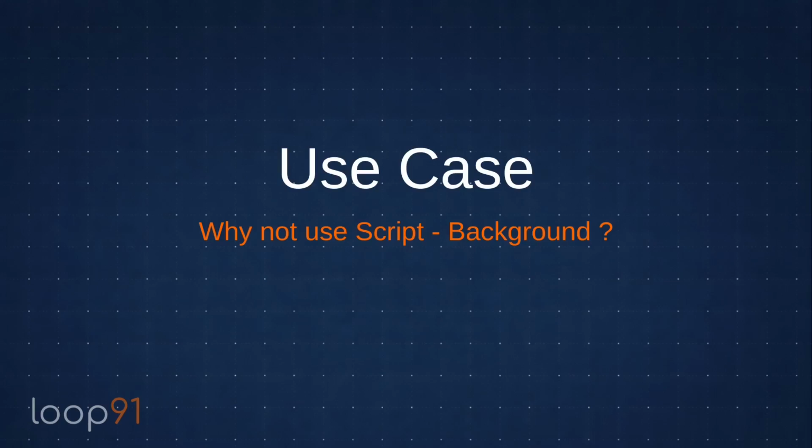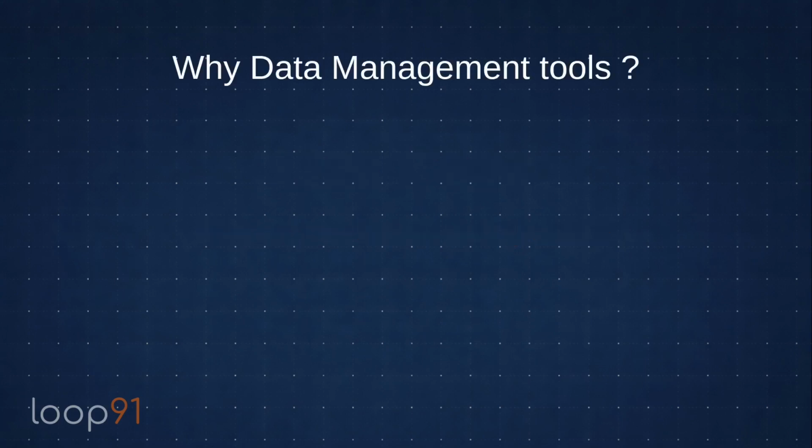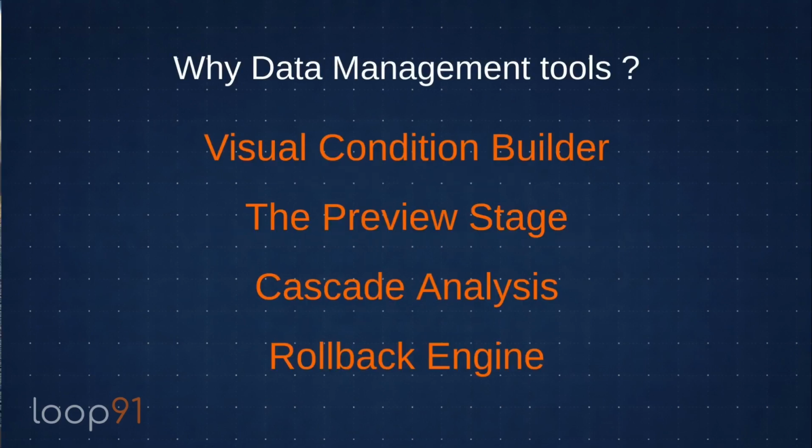Before we jump into the instance and give you a demo, let's talk about why you should stop using background scripts for simple mass updates. When you run a standard GlideRecord script, it kind of happens in the dark. You write the code, you hit execute, and you wait for the results. If you made a mistake, there is no undo button unless you set up complex logging behind it. The data management tools, in contrast, offer four massive advantages.